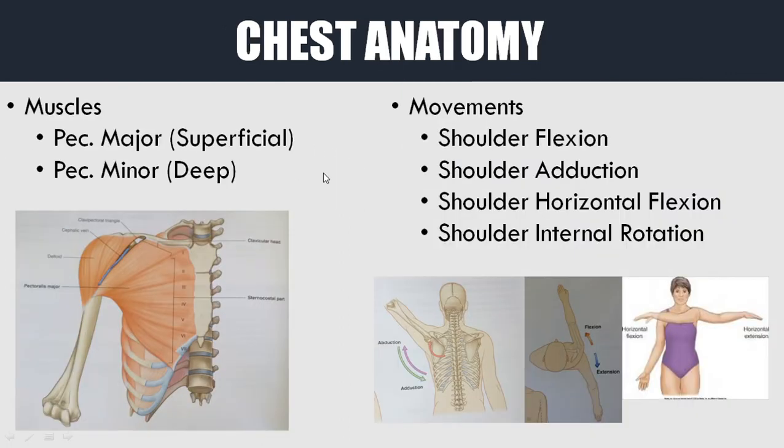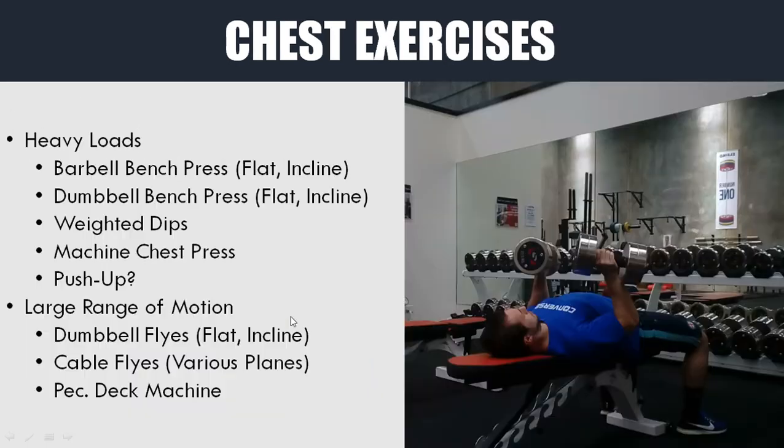If we have a look back at this anatomical picture, if we do an incline press, we're going to activate more of these upper fibers here, whereas a flat or decline exercise is going to use more of the lower and mid fibers. We can also do dumbbell bench press, flat or incline, weighted dips, machine chest press, and then I've also got push-ups here with a question mark, because I think the push-up is a great compound exercise. However, it's quite difficult to load, but if you can find a way to load push-ups, then they can also be included here as a heavy loaded exercise.